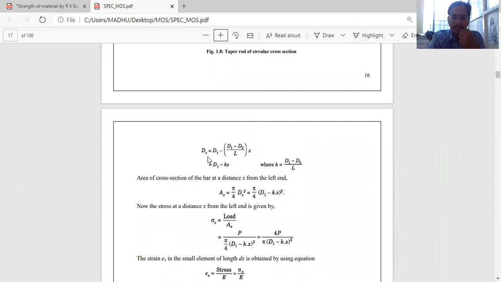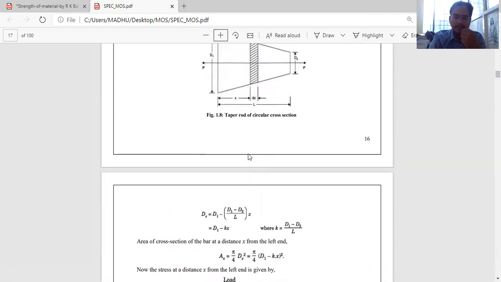Next, the diameter D at a distance x is given by D = d1 minus ((d1 minus d2) by L) into x. It is from the principle of similar triangles that we get this relation. So it is d1 minus k x, where k is assumed as a constant equal to (d1 minus d2) by L.